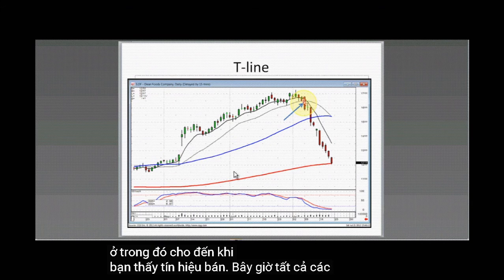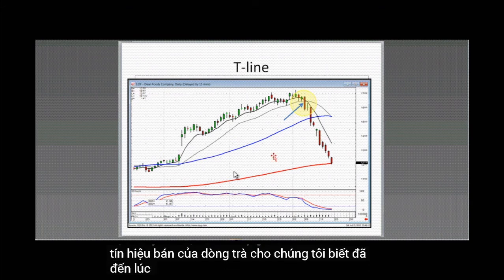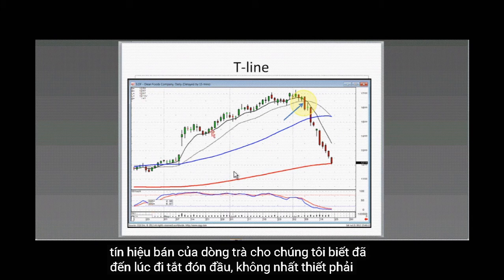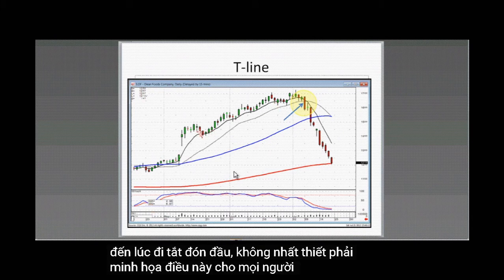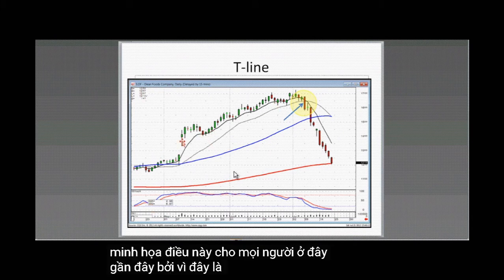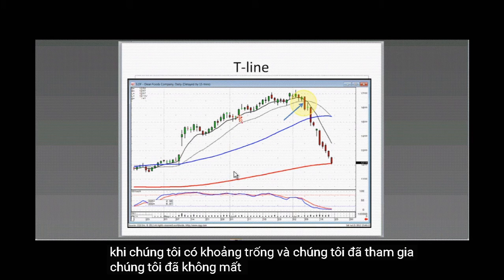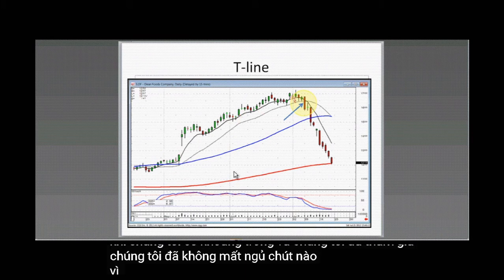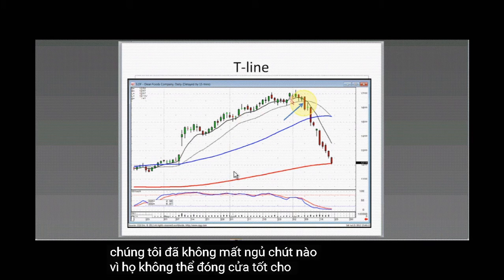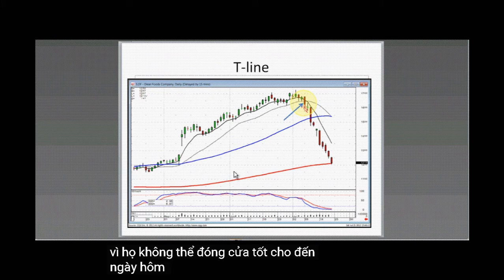Now, do all sell signals at the T-line tell us it's time to go short? Not necessarily. I was illustrating this one to people here recently because this was Dean Foods, that once we had the gap up and we got into it, we didn't lose any sleep at all because they couldn't close below the line until this day right here.